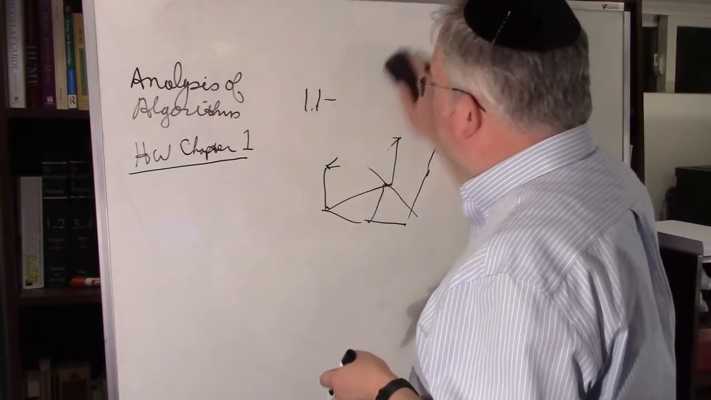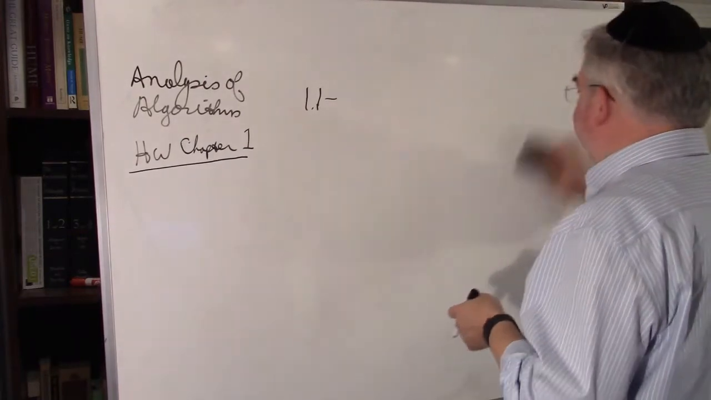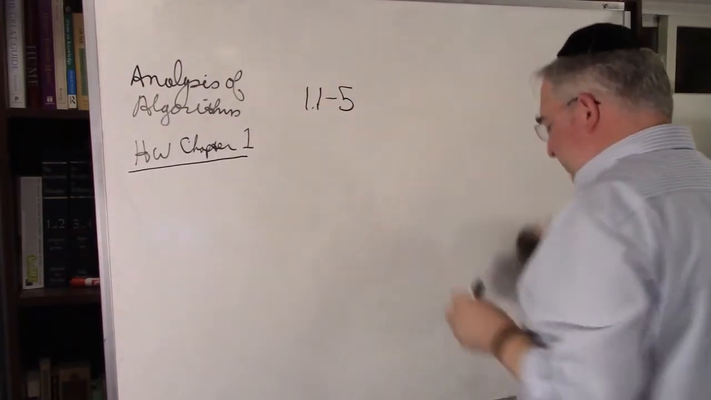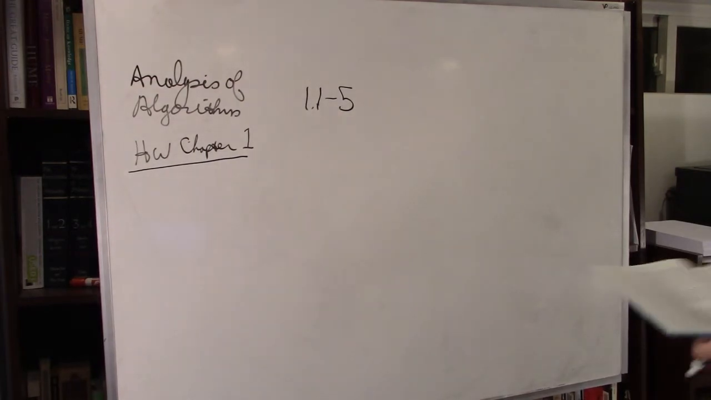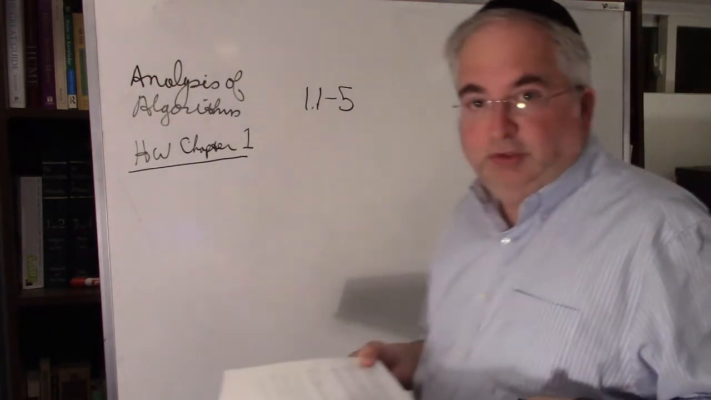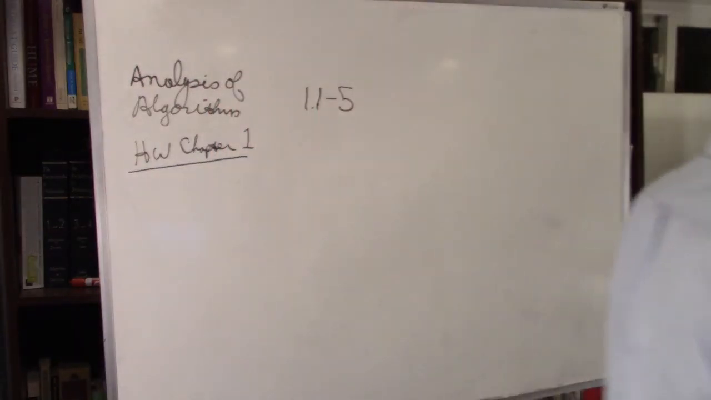Section 1.4-5 says as follows: come up with a real-world problem in which only the best solution will do, and then come up with a problem in which a solution that is approximately the best is good enough.